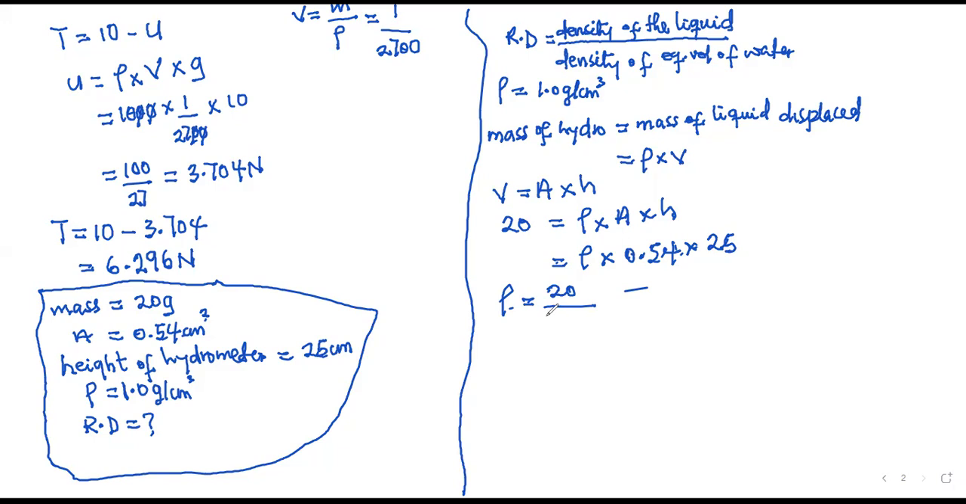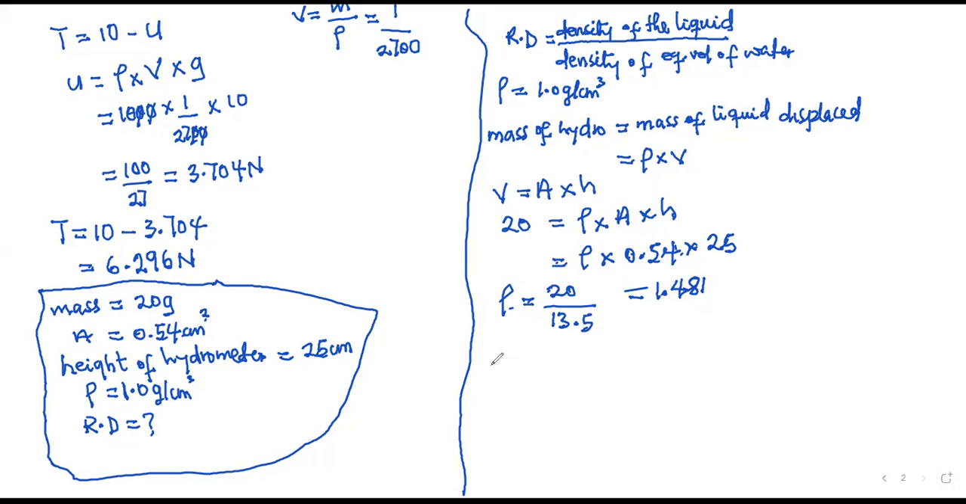So when you divide 20 by 13.5, it's 1.481. Please usually leave your answers in at least 3 decimal places if you are not asked to round your figures. So this is the density of the liquid.